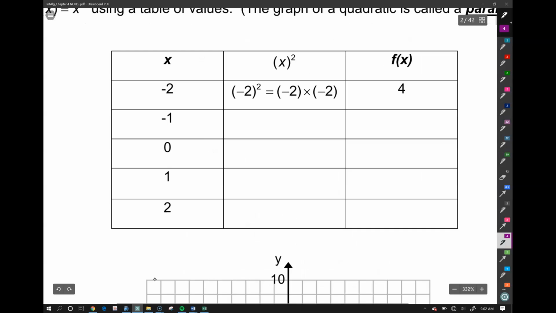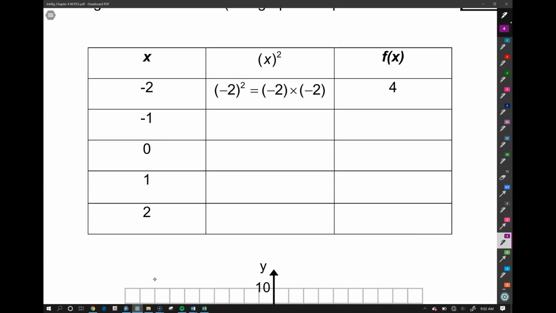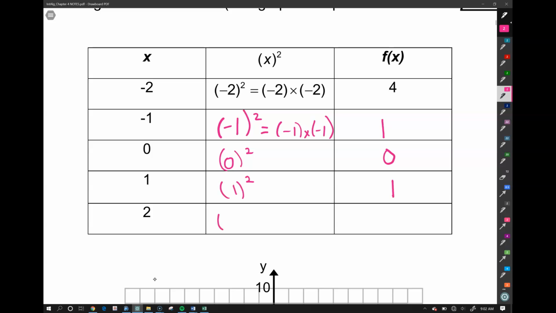So what we're going to do is plug our x values into the equation. So I'm just plugging in. Come on. Select. Oh my God, it's so slow. Why is it so slow? All right. So I'm going to plug in my x value and square it. So this is just -1 times -1. What is -1 times -1? 1. Okay, what is 0 squared? 0. How about 1 squared? It's just 1. 2 squared? 4. So for a parabola, we're just doing the basic x squared function.